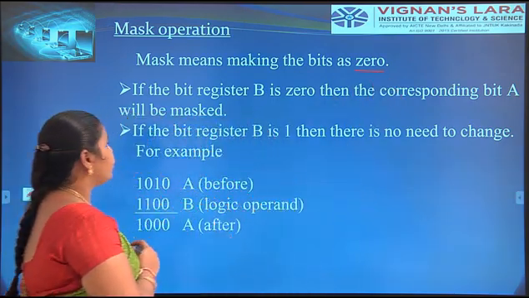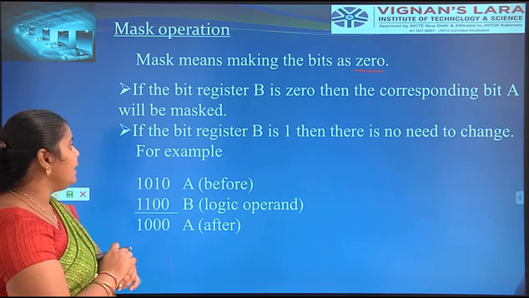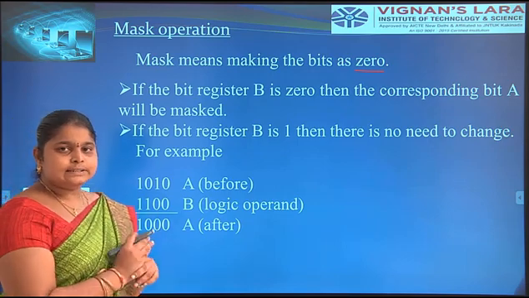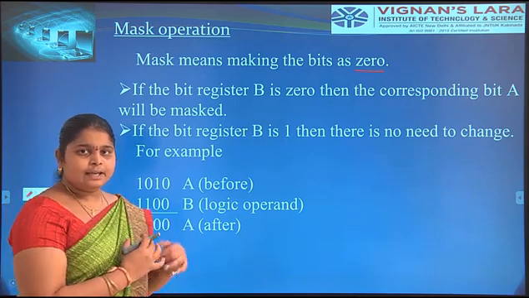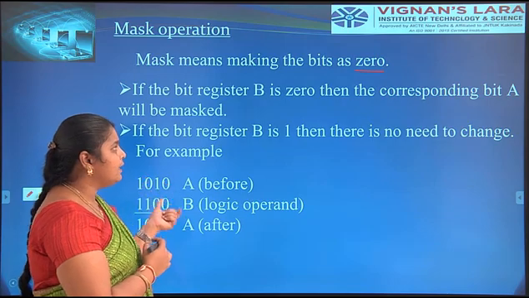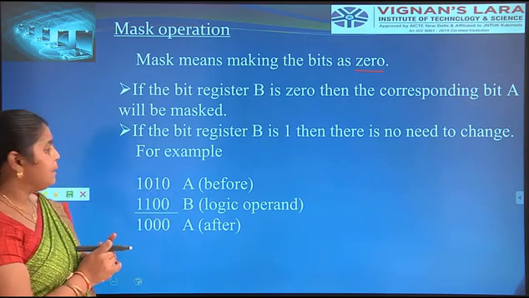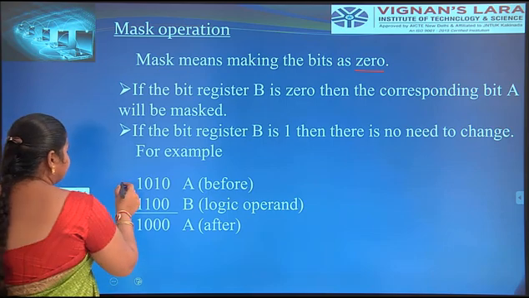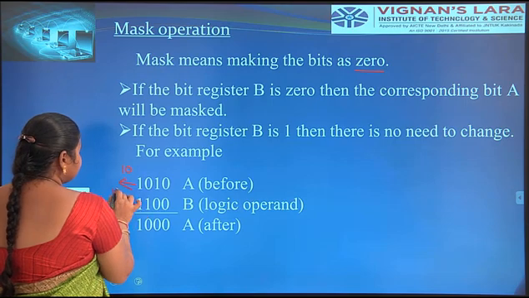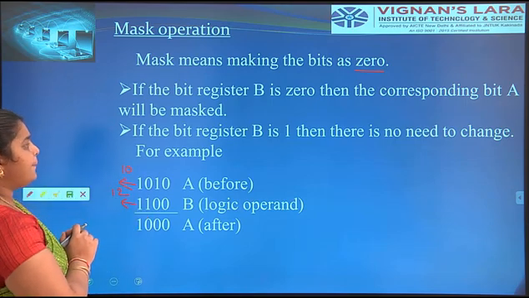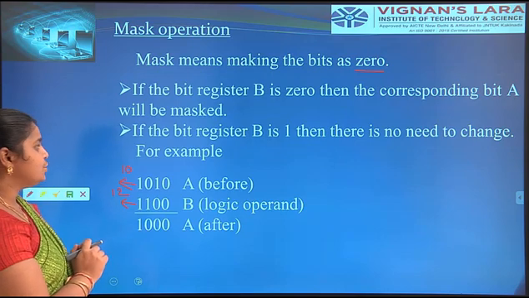Making a bit 0. If the bit in B is 0, then the corresponding bit in A will be masked. In selective set, selective complement and clear, there is no need to change the zero bits. Here in the mask, if the bit in B is 0, then the corresponding bit in A will be masked. Here we take an example, this is 10 and this is 12. If the bit in register B is 1, then there is no need to change.